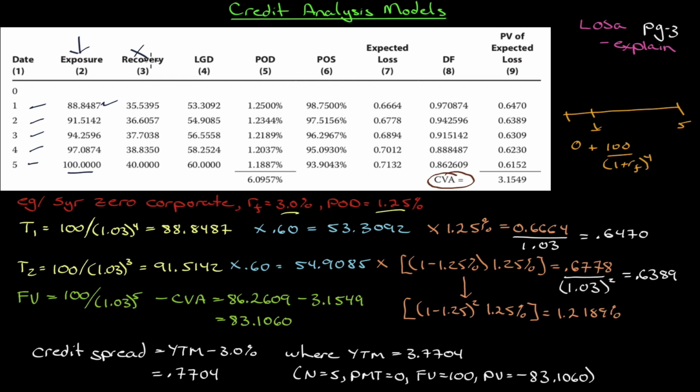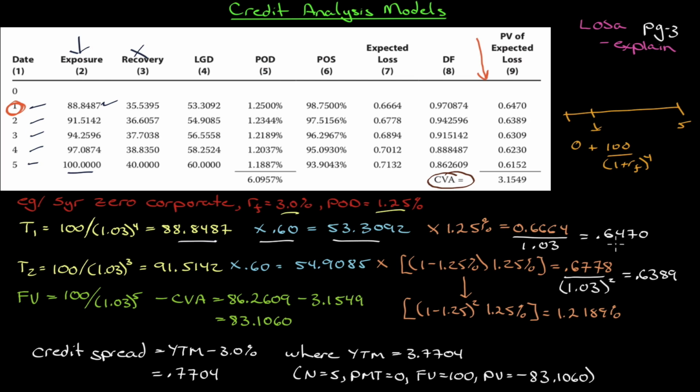So if our recovery rate is 40%, our loss severity is 60%. So we just take our exposure, we multiply it by 0.60. There is our loss given default, 53.3092, and there it is right there. Multiply that by the probability of default, we get 0.6664, and there's the 0.6664. But notice that that is at time period 1. We want it today. We want the present value of the expected loss. So we'll discount it by 1.03.